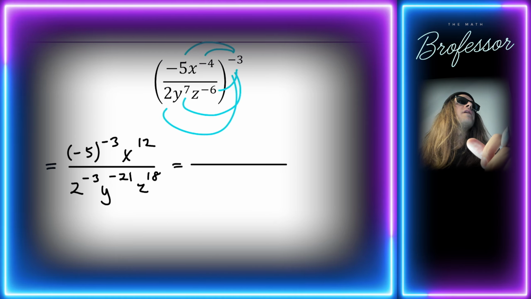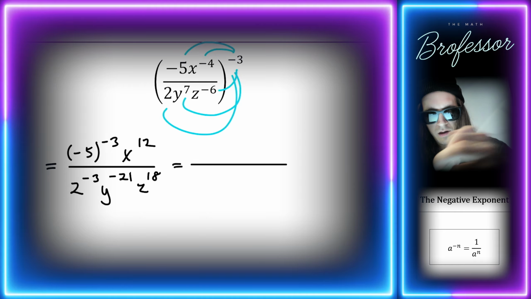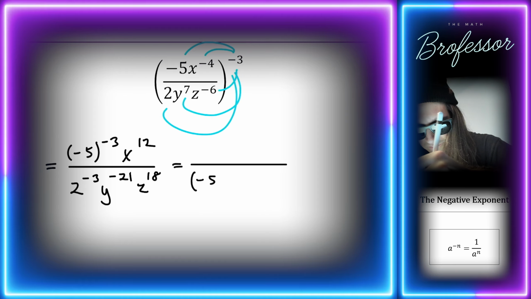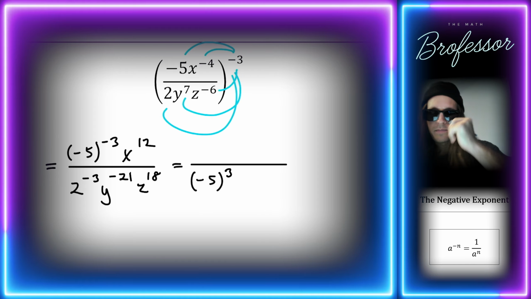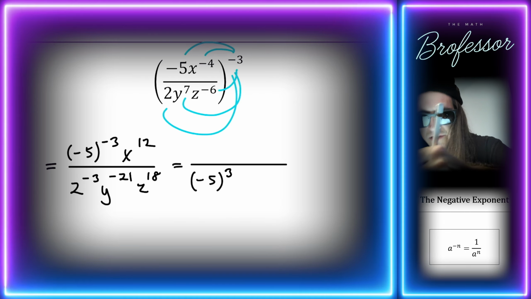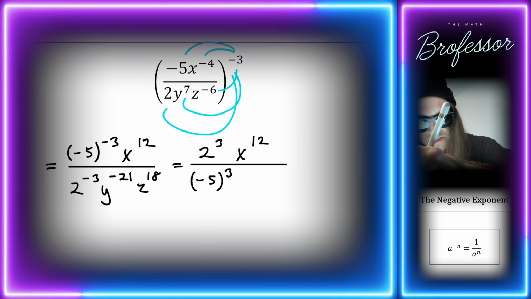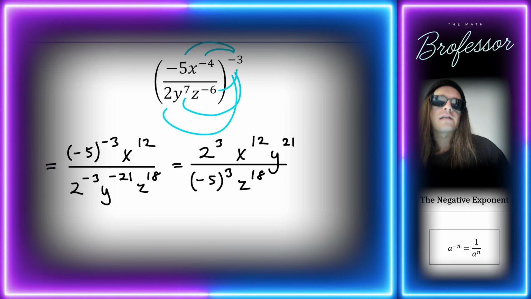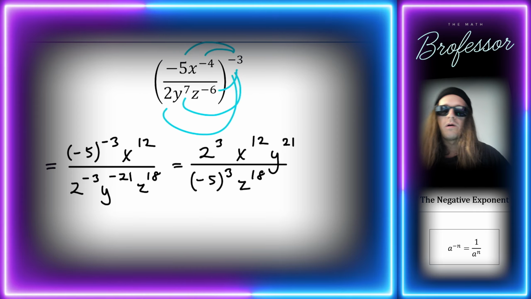Next, negative exponent. The negative 5 to the negative 3 reciprocates and becomes negative 5 to the positive 3. The 2 to the negative 3 also reciprocates. X will stay where it is. The y needs to come up. The z will stay where it is. Okay, what happened there? Every exponent that was negative reciprocated. Well, the exponent didn't reciprocate, but the term did. All right.